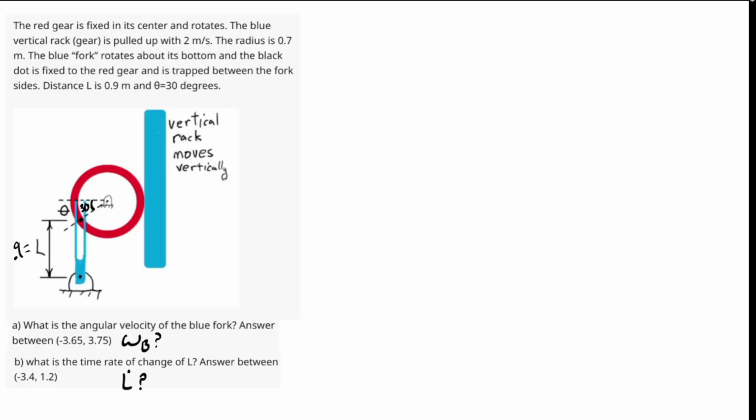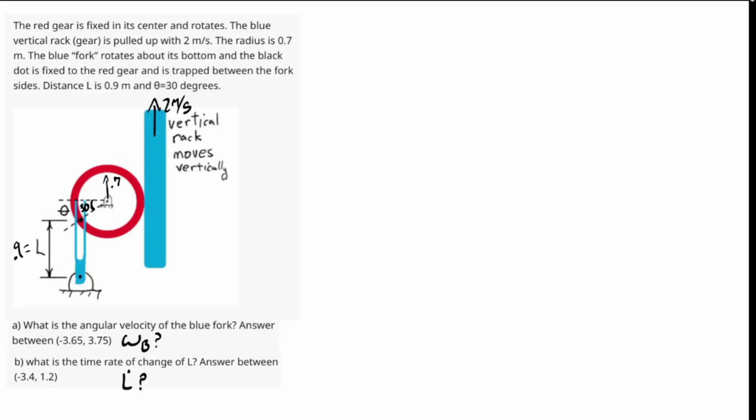All right, so let's write down stuff that we know. So we know that this blue gear is being pulled up at 2 meters per second, right? So 2 meters per second. So that's how the whole body is moving. We also know, and that's about it actually, that this radius is 0.7. And yeah, that's it. So there's some things we can extrapolate.